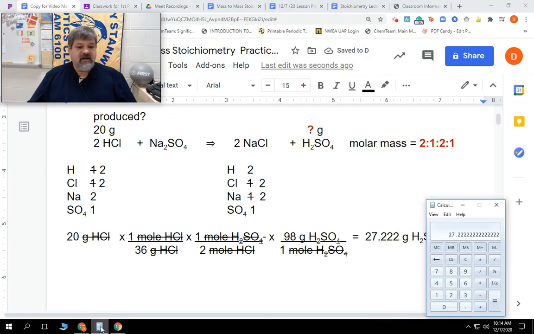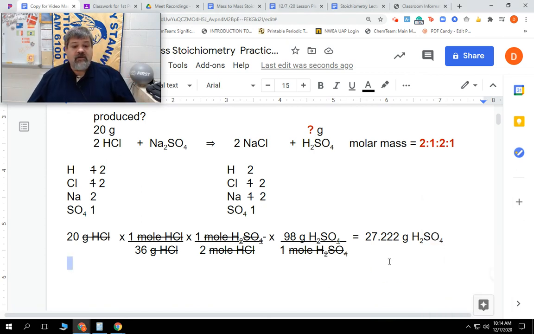And let's double check that again. It sounds like it's about right. So in here, we're going to take our 20. We're going to divide by 36. Then we're going to divide by 2. And we're going to multiply by 98. That's good. And so we ended with 27.222.